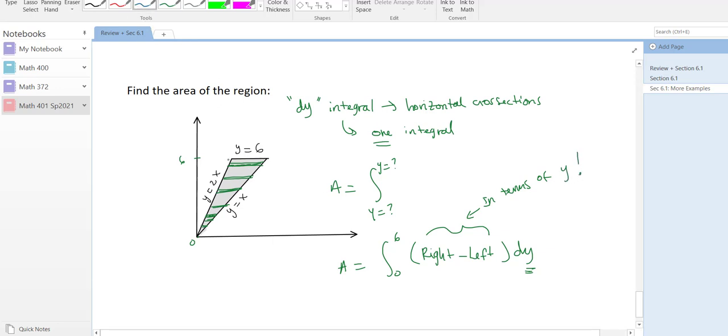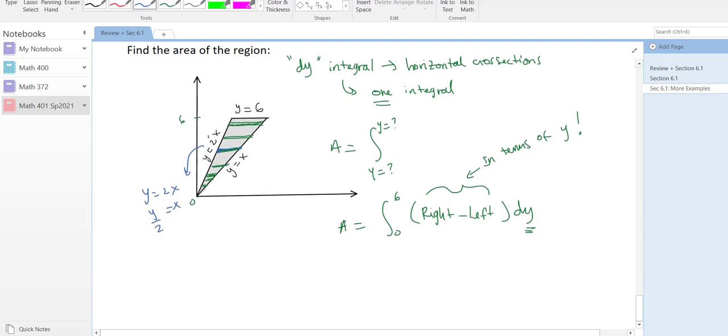So let me go back over to the functions and usually solve for x to get in terms of y. This is already y equals x. Here I have y is equal to 2x, which means that x is equal to y over 2. So when I do right minus left, looking at this, what's the right function? The right function is x equals y, and the left function is x equals y over 2. So A is equal to the integral from 0 to 6 of the right function, y, minus the left function, y over 2, dy.